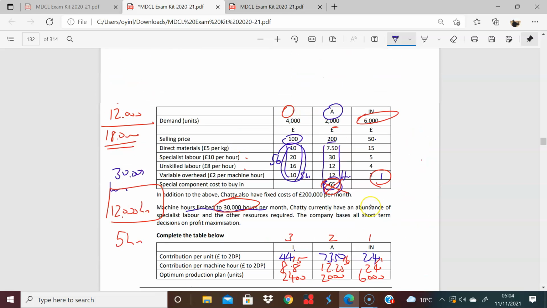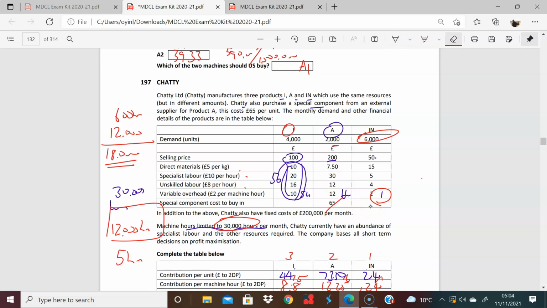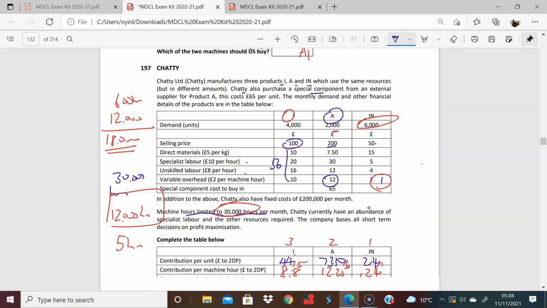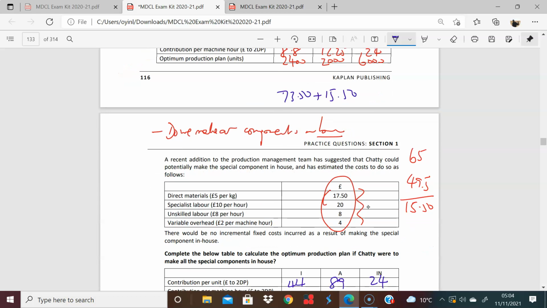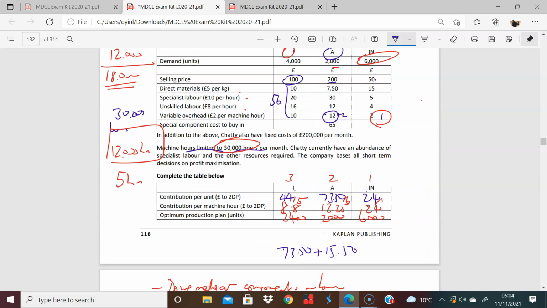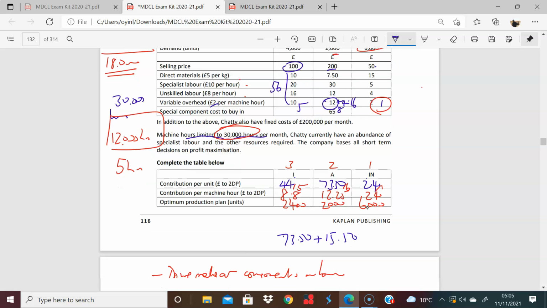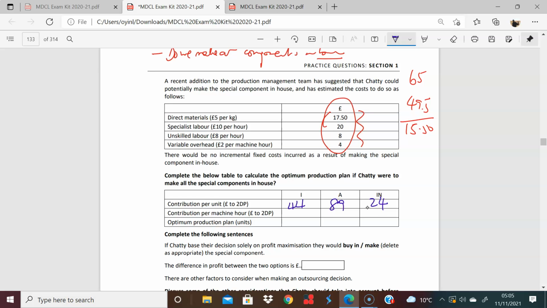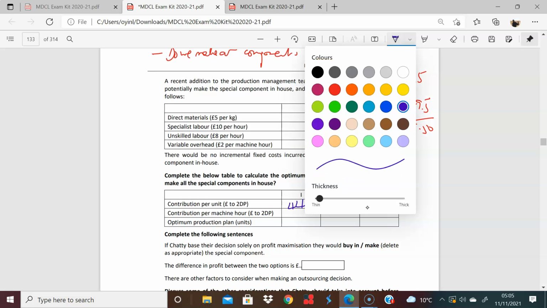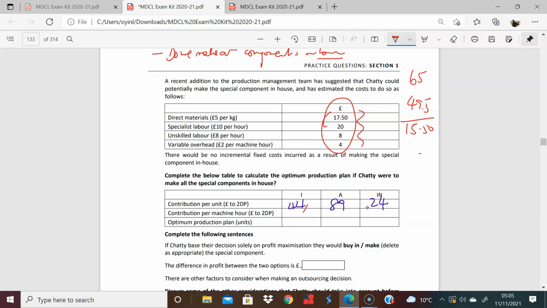What is different though, if you notice, is that your current cost of machine hours here is 12. If you decide to make this in-house, it's going to be 12 plus 4, which is 16. And you need £2 to make every machine hour, so you're going to need 8 hours now. So things will change. Here when you had 5, now you will have 8, and here you will have 1. You will have 5 hours here, 8 hours here, and 1 hour here.